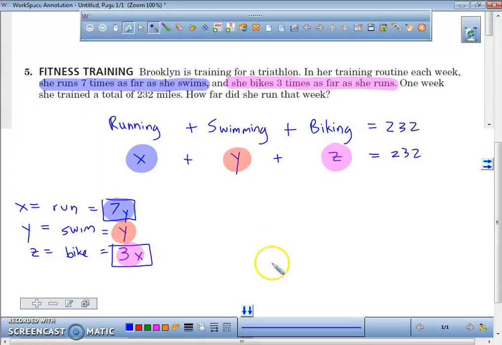So let's think about this. What is X technically equal to? X is equal to 7Y. So we're going to use the process of what? The process of substitution. What are we going to substitute for X? We're going to substitute 7Y.